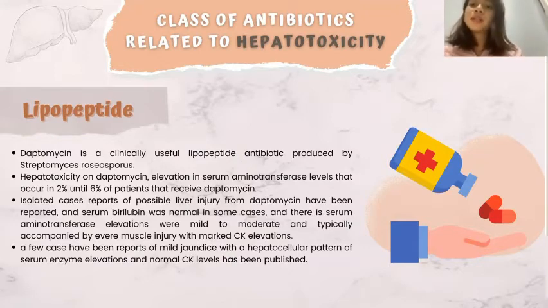daptomycin. Isolated case reports of possible liver injury from daptomycin have been reported, and serum bilirubin was normal in some cases. The serum aminotransferase elevations were mild to moderate and typically accompanied by muscular injury with marked CK elevations. And the last one, a few cases of mild jaundice with a hepatocellular pattern of serum enzyme elevations and normal CK levels have been published. That's all. Thank you.